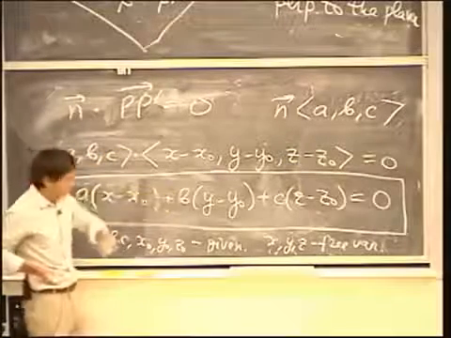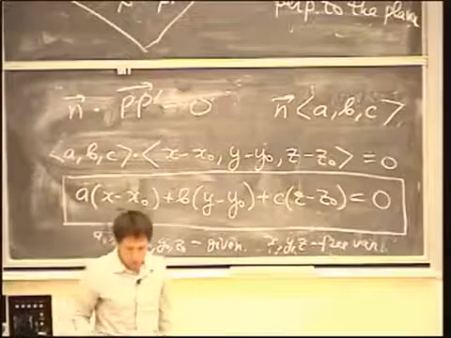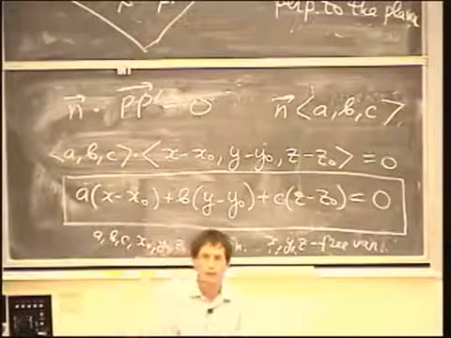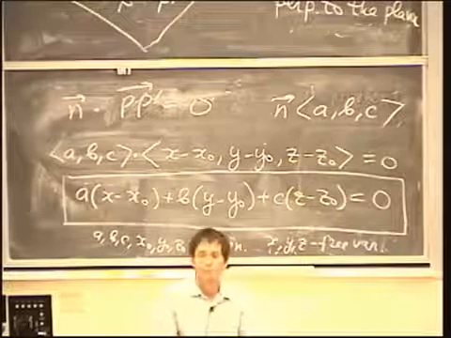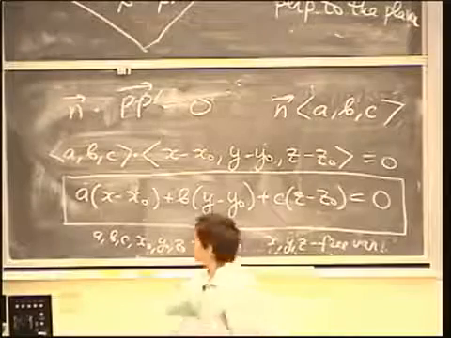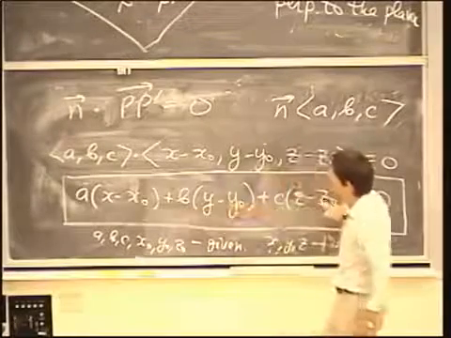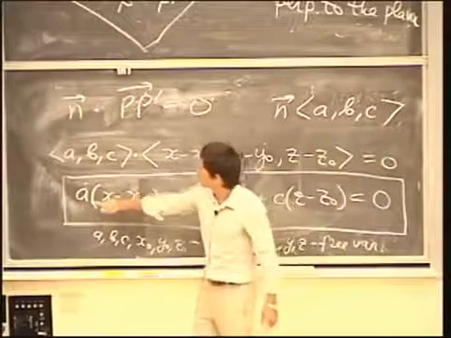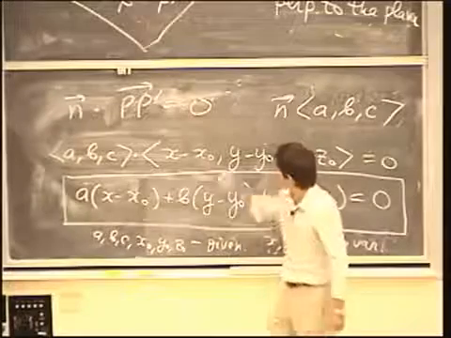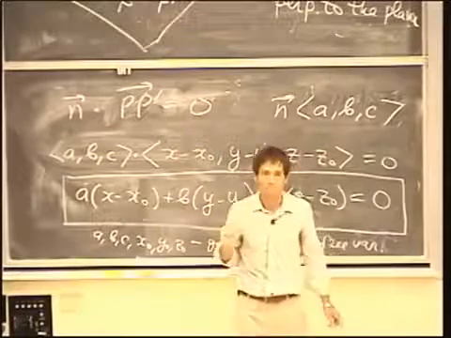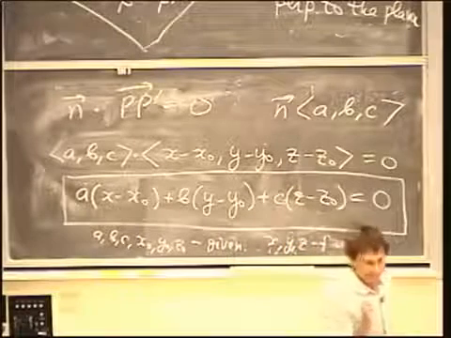Okay? So once you have this equation, there are all kinds of questions that can be asked. For example, if you have 2 planes, are they parallel to each other or not? What is the angle between these planes? But all of this can be immediately learned from this equation by looking at it and interpreting the coefficients a, b, c, and x0, y0, and z0 as this data.